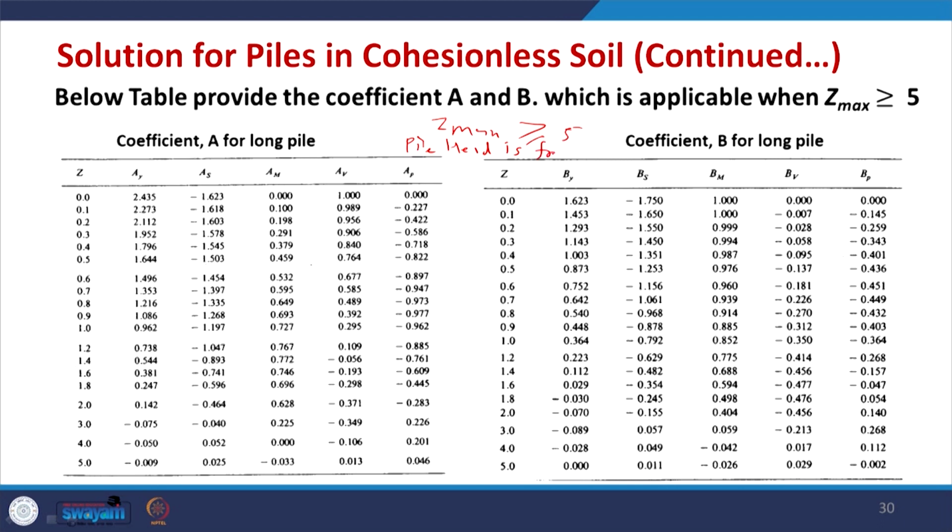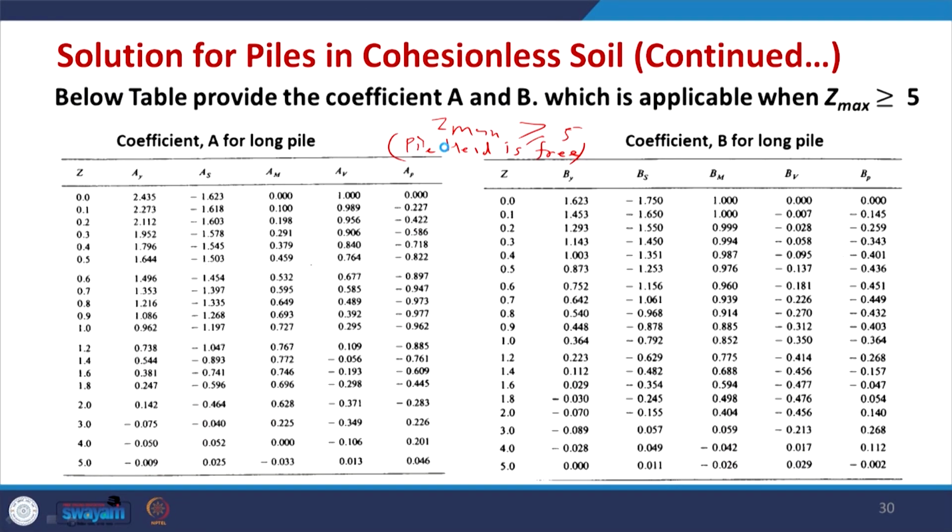So, both the tables can be applied when the pile head is free. However, when you apply some restraint on the pile head, for example, you say that there should be no rotation, no slope, those conditions can be derived easily, and we are working on that. So, these tables' coefficients are for a free pile head.